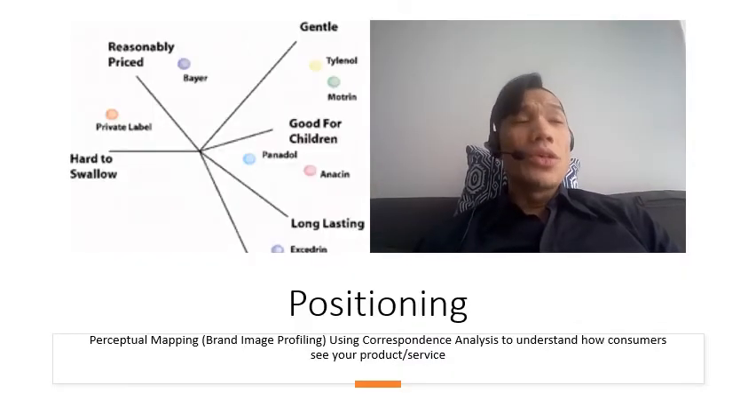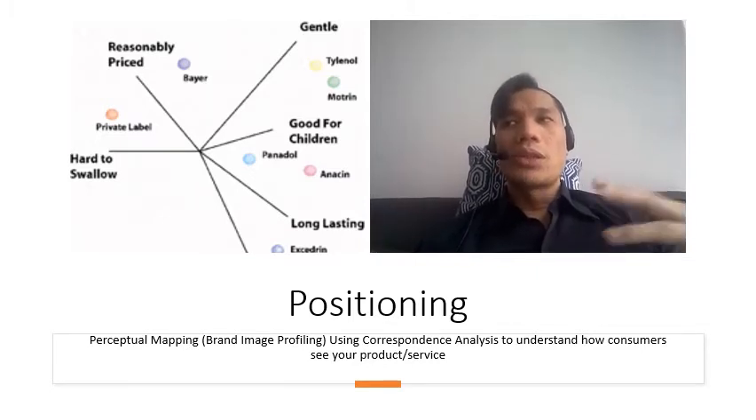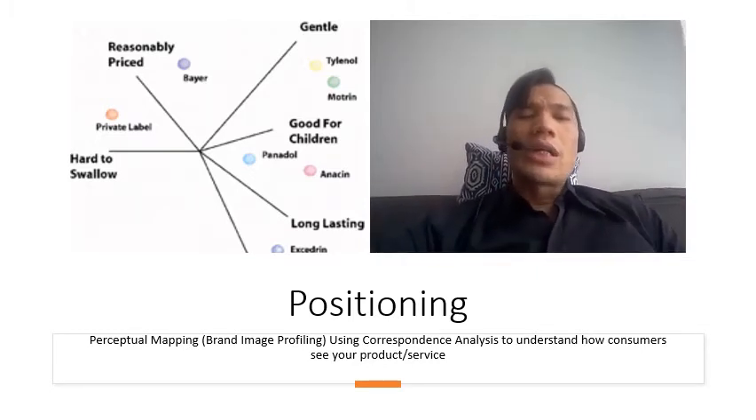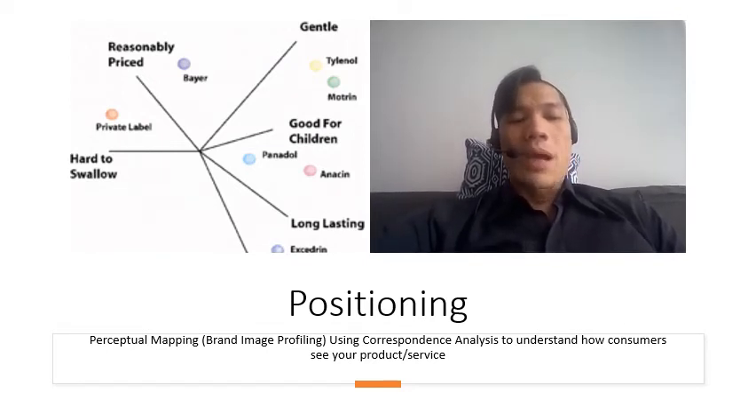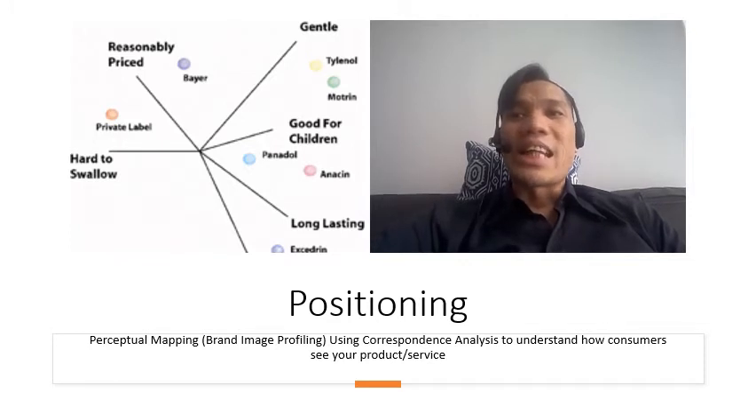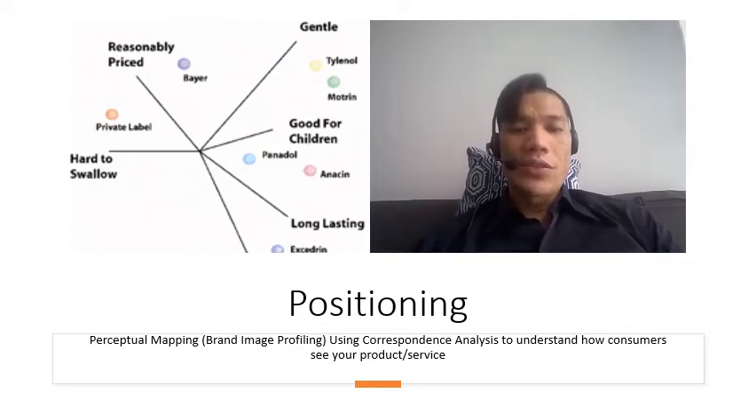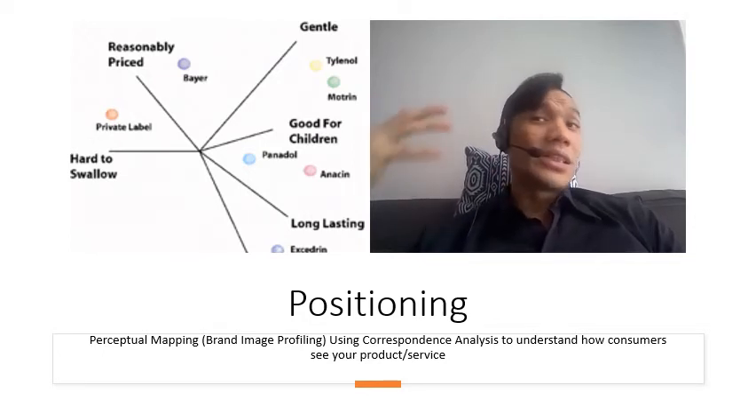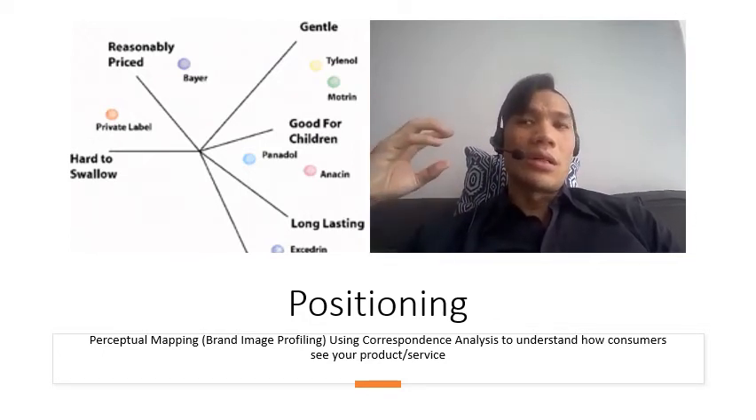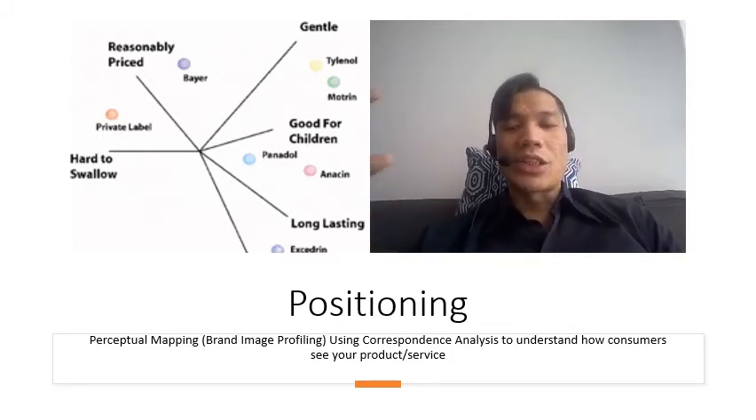Then, once we know what the characteristics are that are most attractive to these targets, we can start to position our product or service using perceptual mapping or correspondence analysis to understand how consumers see your product in terms of their characteristics. So, for example, if you look at Tylenol or Motrin, now these are aspirin products. So they say it's gentle and it's good for children.